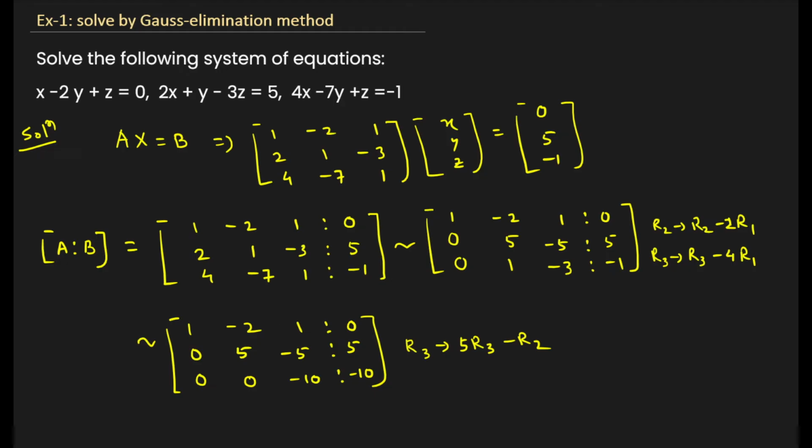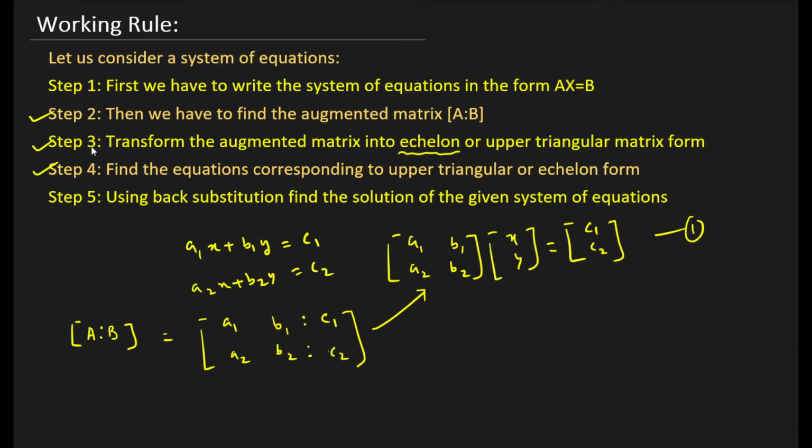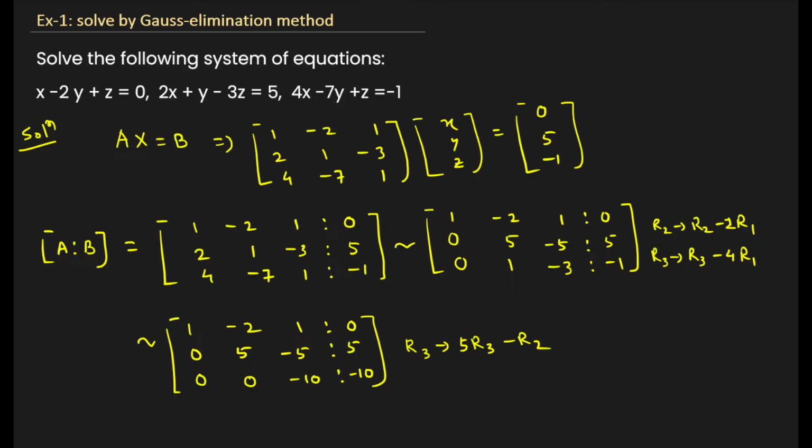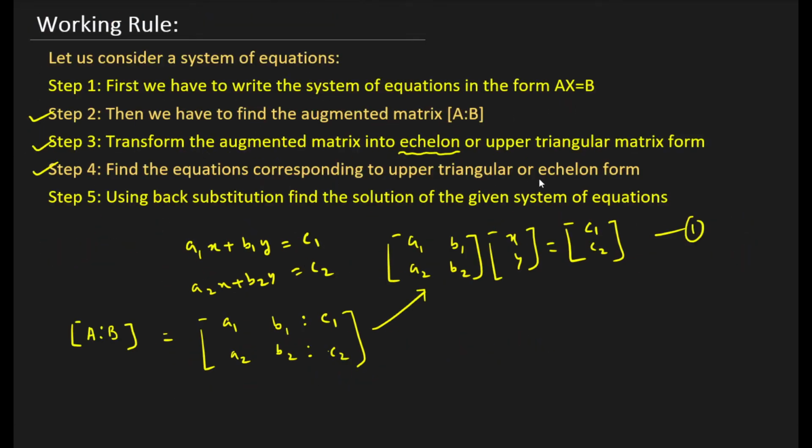Now what is written in the next step? Transform the augmented matrix into echelon form. Okay, this is done. Then find the equation corresponding to the upper triangular or echelon form. Okay, see, that should be an upper triangular matrix or echelon form.